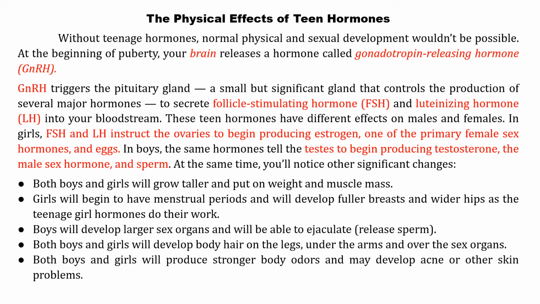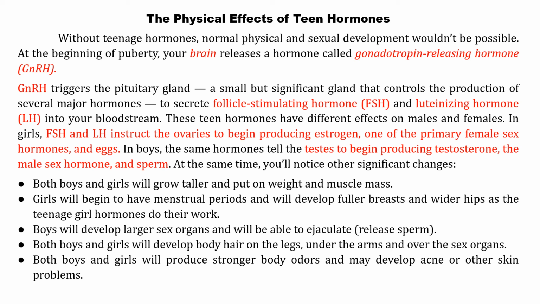These teen hormones have different effects on males and females. In girls, the FSH and the LH will instruct the ovaries to begin producing estrogen, one of the primary female sex hormones, and eggs. While for the boys, the same hormones, the FSH and the LH, tell the testes to begin producing testosterone, the male sex hormone, as well as sperm.